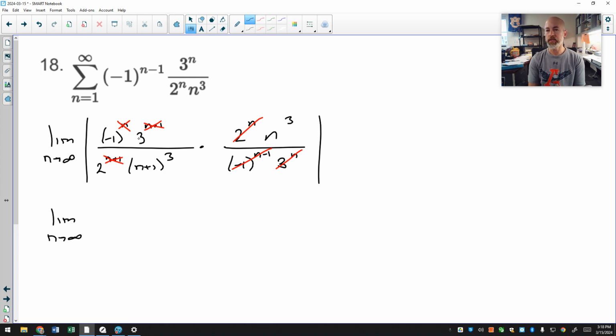Then I have 3 times n cubed, and in the denominator, I'm left with a 2 and an n plus 1 cubed, which leaves me with a limit of 3 over 2. Top degree and bottom degree are equal again, so that's 3 over 2. That, again, is greater than 1. Therefore, this one diverges as well.